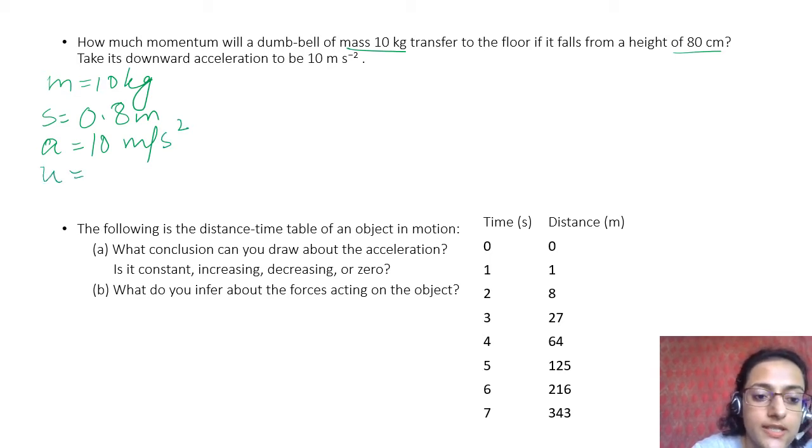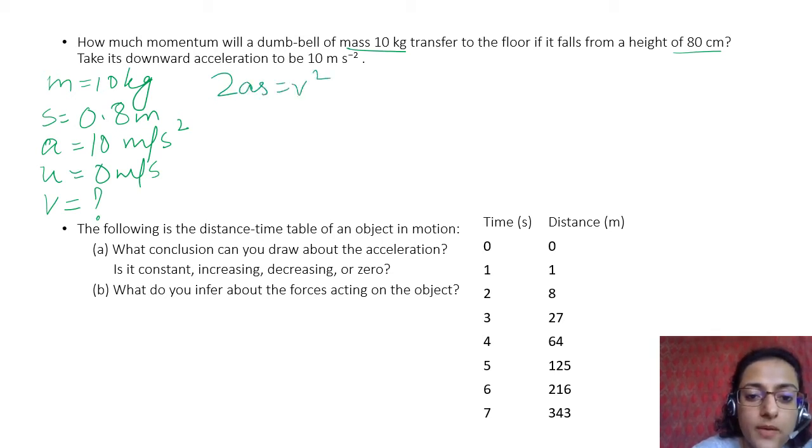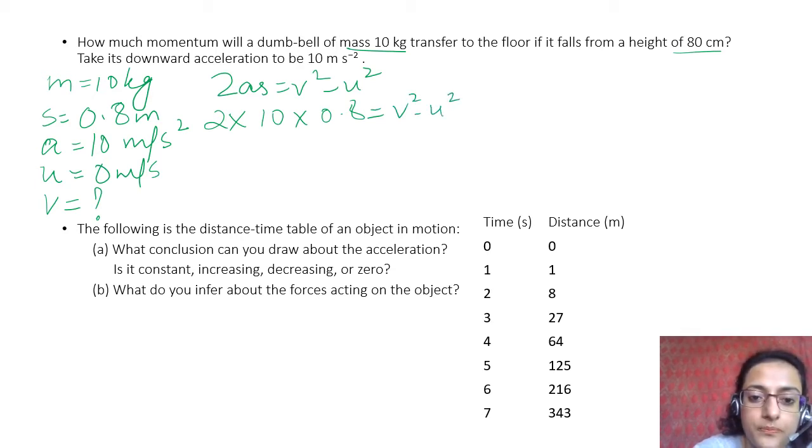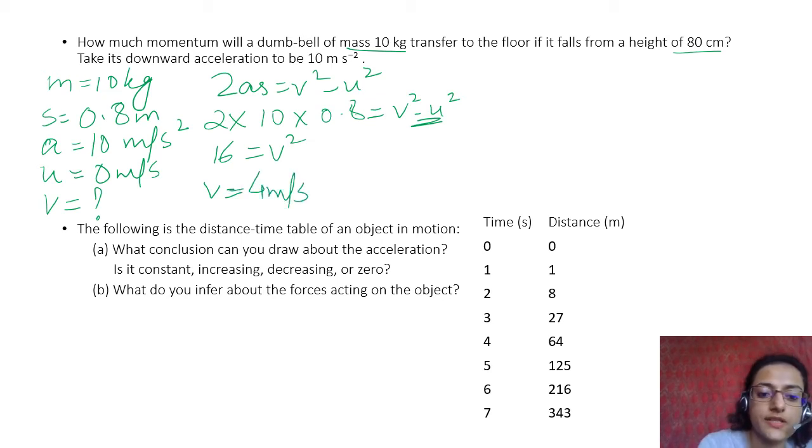Initial velocity is 0 and v you have to find first. Okay. So we can use the formula 2as is equal to v square minus u square, right? 2 into 10 into 0.8 is equal to v square minus u square. 8 into 16 is equal to v square. U square is 0, so this becomes 0. V square, v is equal to under root of 16, which is 4. Right? So this is the final velocity with which it falls to the ground.